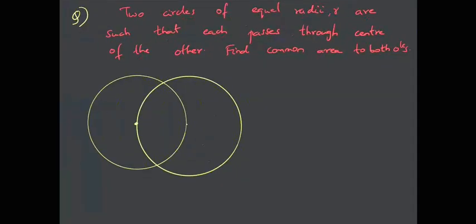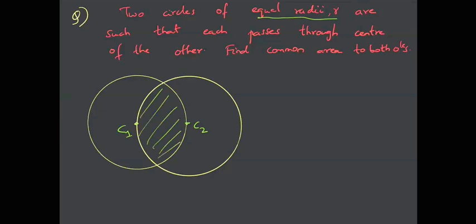Fine. So let us discuss this problem. There are two circles of equal radii r, and this is the center of first circle, say C1, and this is the center of second circle, C2. So we need to find the common area, right? That is this entire area. This is what we need to find.